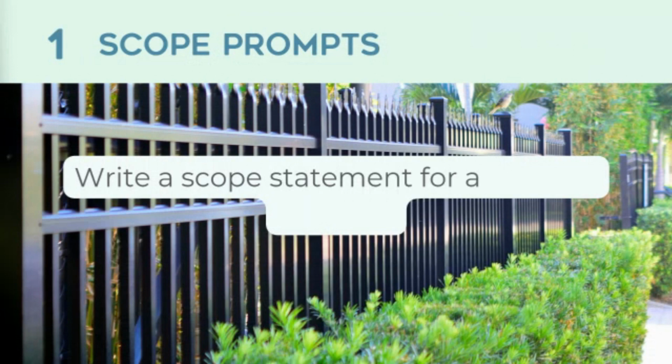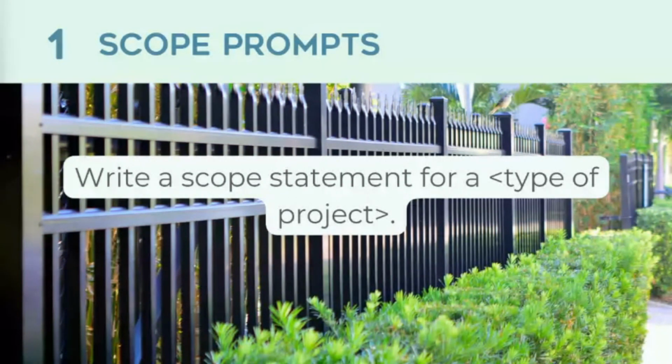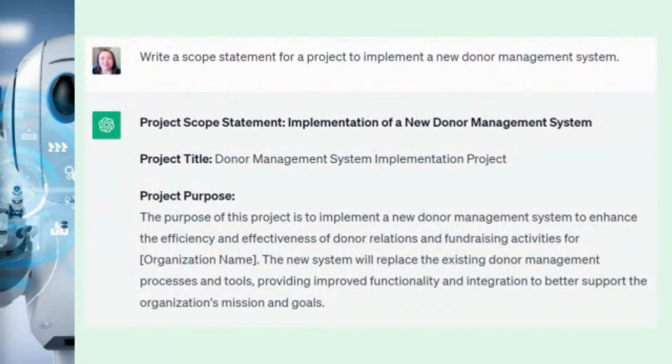So, for scope or purpose, we can use AI to draft a scope statement. So, as our prompt, we might type something like write a scope statement for whatever our type of project is. And so, for example, we might prompt ChatGPT to write a scope statement for a project to implement a new donor management system. And so, when I tried this, ChatGPT generated a pretty comprehensive scope statement that had a purpose statement, objectives, what's in and out of scope, assumptions and constraints and risks, and a list of stakeholders.